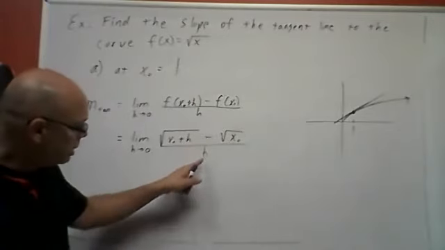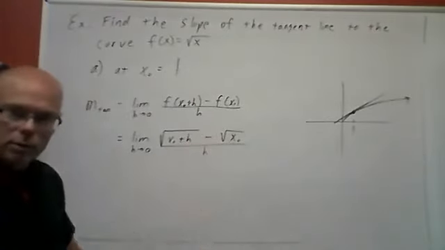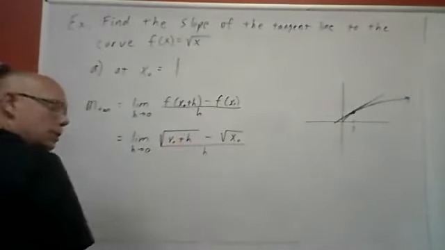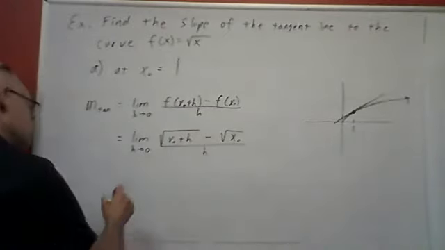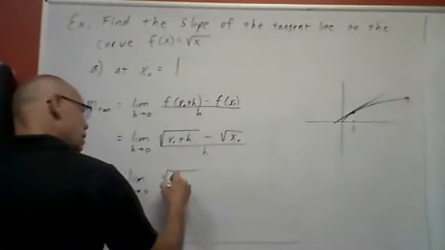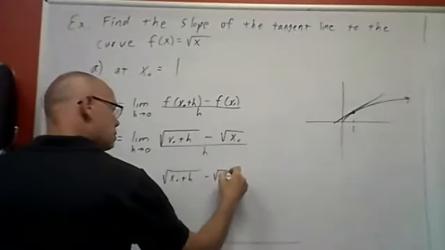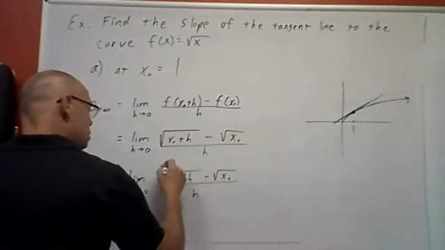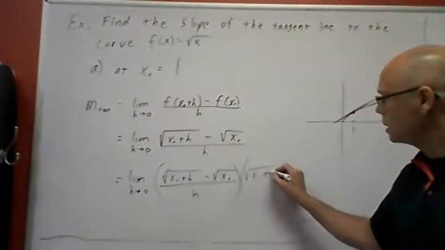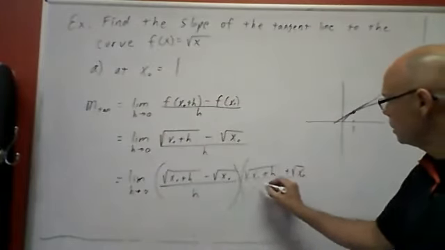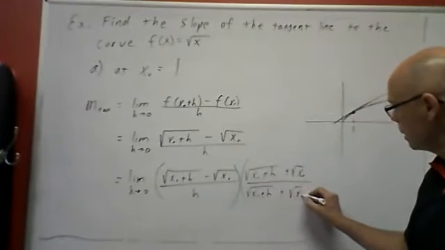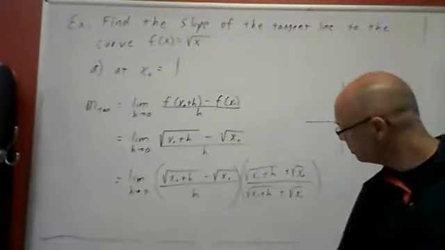Now, if I try to evaluate this, h will go to 0, so I have 0 over 0, indeterminate. So what do I usually do whenever I have radicals? I usually try to rationalize. So let's try that again. Limit as h approaches 0 of the square root of x naught plus h minus the square root of x naught, all over h. Multiply by the conjugate at the top, square root of x naught plus h plus the square root of x naught, over itself. Let's see what that gives us.